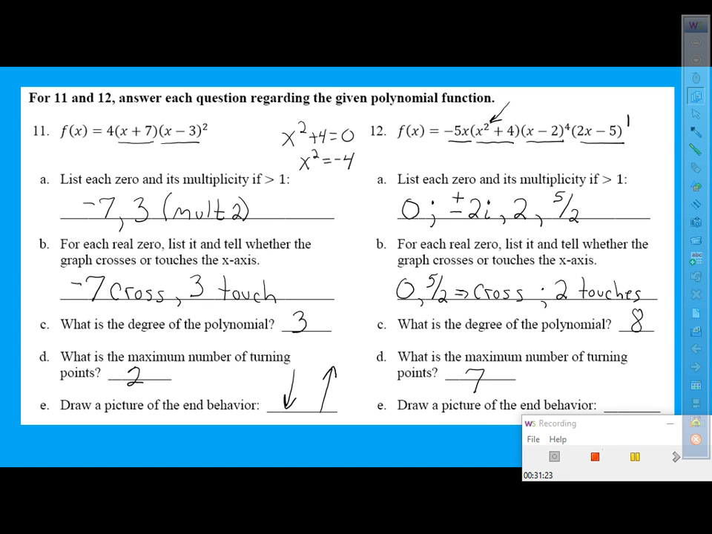Draw a picture of the end behavior. You guys told me that it's even. I got a negative number out front, so I know I must be going down to the right, down to the left.